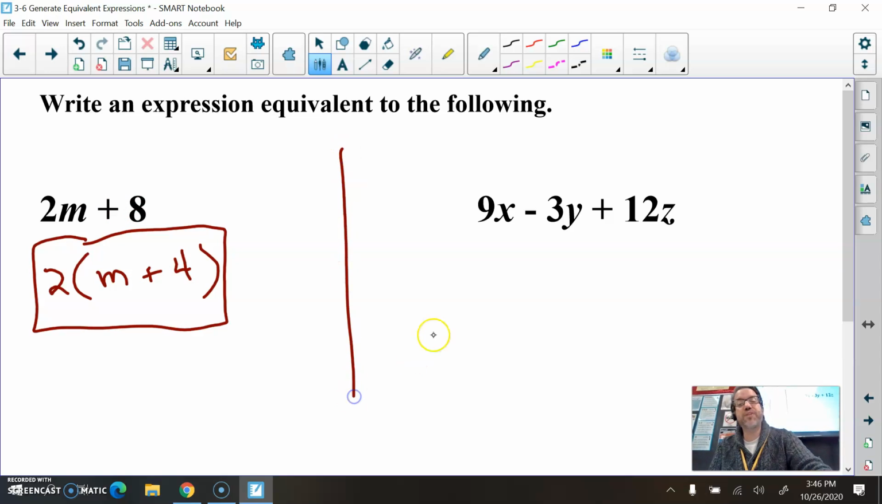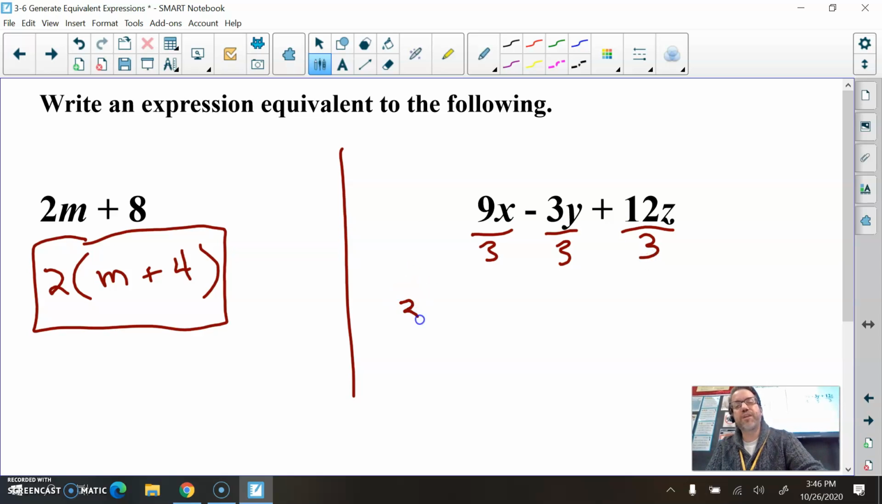All right, can I do that on this one? Now I have 3 terms. 9x, 3y, 12z, they're all separate terms. Do they have any common factors? Well, what about 3? 3 goes into all of these. I can divide all of these by 3.